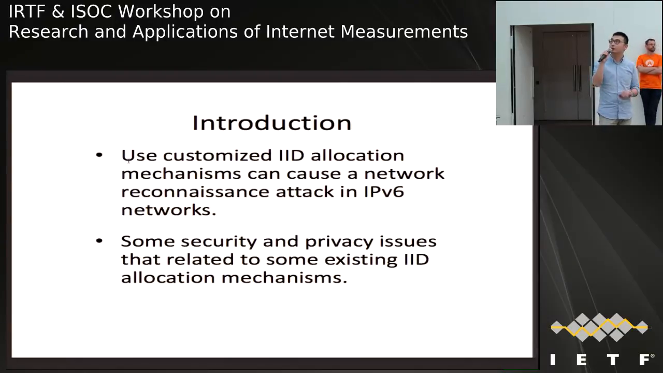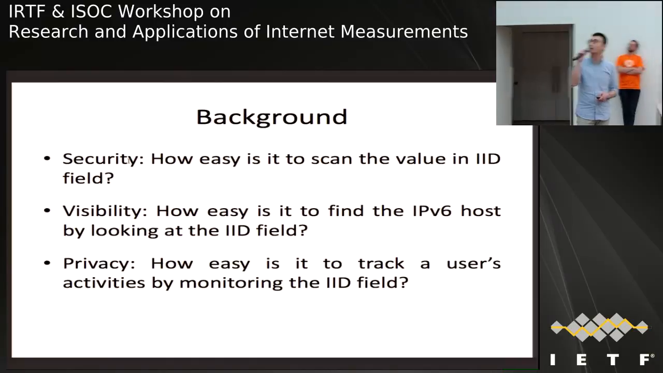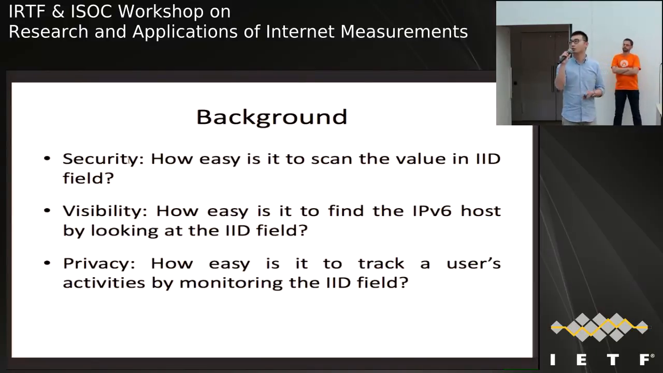In summary, we try to answer 3 questions in our study. We try to understand how easy it is to scan the values in the IID field, which is related to security. Also, we try to understand how easy it is to find IPv6 hosts by looking at the IID field, which is about visibility. Also, we try to understand how easy it is to track user activities by monitoring the IID field.